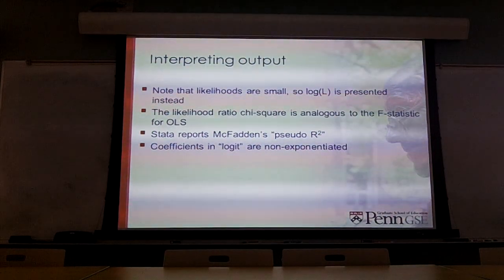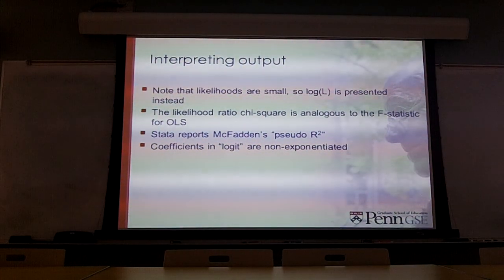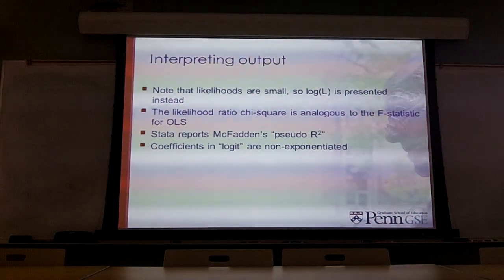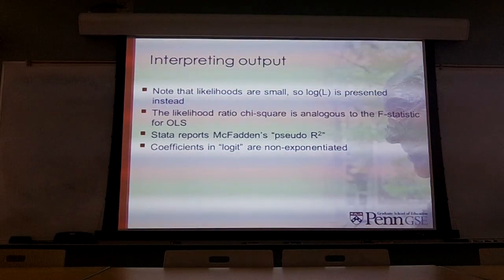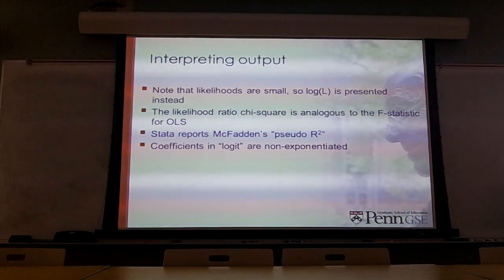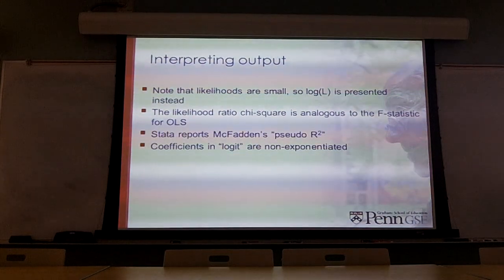Okay. And we talked about McFadden pseudo R squared. There's a bunch of them, and I'll show you how to get more of them. And the other thing that we noticed when using the logit command is that the coefficients are in fact logits and they're not yet exponentiated.